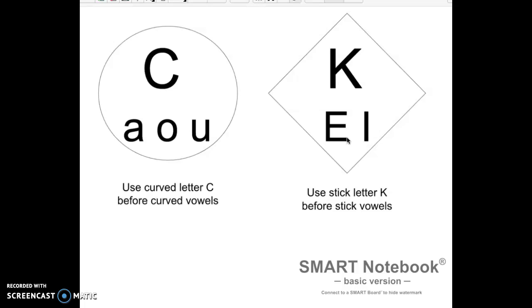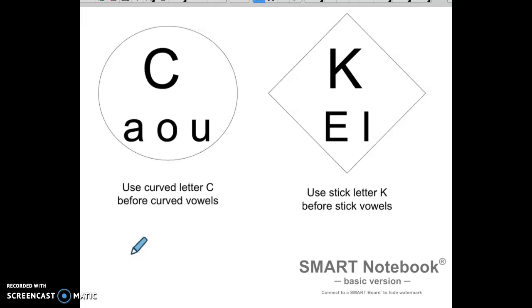The next word that I'd like you to write down is kit, kit. The next word I'd like you to write down is cob, cob. Then write down cud, cud. The last word I'd like you to write down is kid, kid. Okay, hit pause and back up any words that you missed.